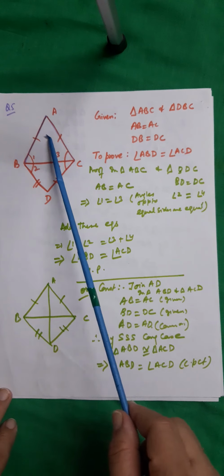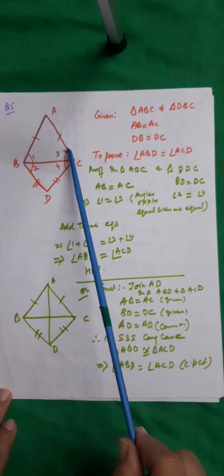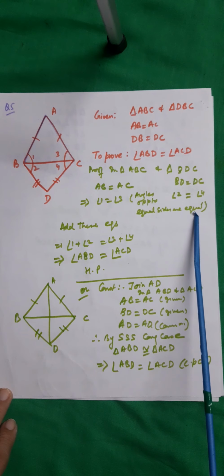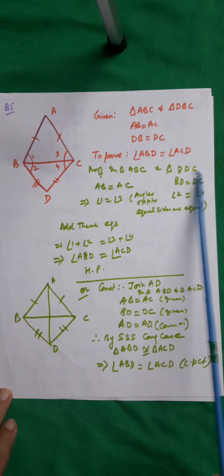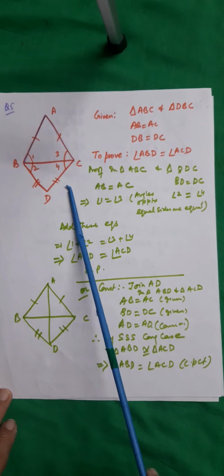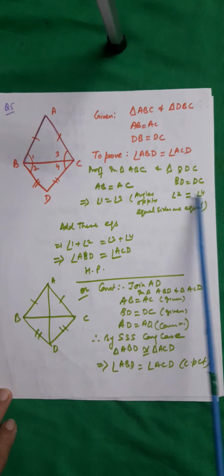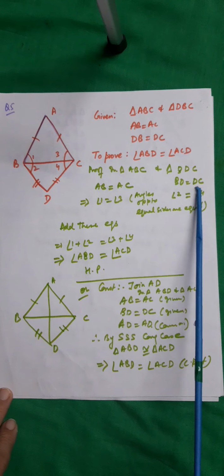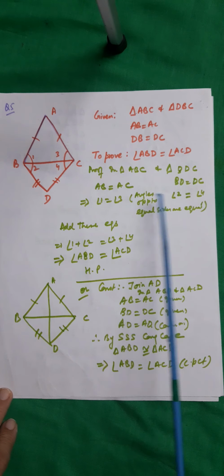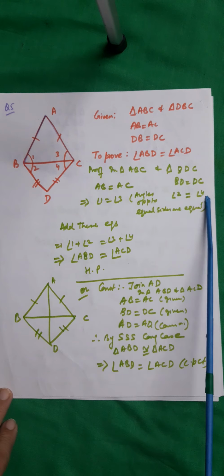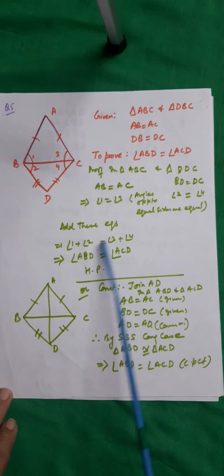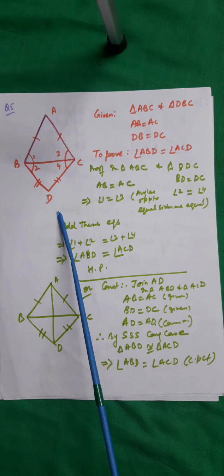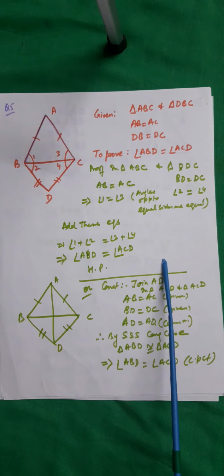Proof. In triangle ABC, we have AB is equal to AC. Therefore, angle 1 will be equal to angle 3. Angles opposite to equal sides are equal. In triangle DBC, you have these two sides equal. Therefore, these two angles will be equal by the property that angles opposite to equal sides are equal. Add both. What do you get? Angle 1 is equal to angle 3 and angle 2 is equal to angle 4. You can add both. So you get angle 1 plus angle 2 is equal to angle 3 plus angle 4, which means angle ABD is equal to angle ACD. Hence proved.